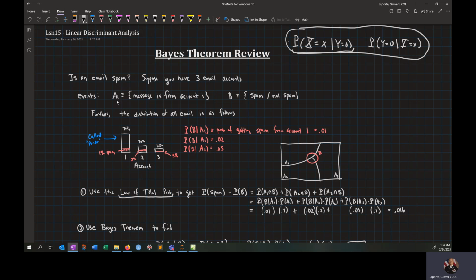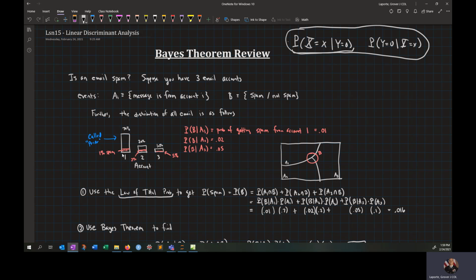So A sub 1 will be coming from my Hotmail, A sub 2 will be coming from my Gmail, and A sub 3 will be coming from my West Point account. And then B will be either that it's spam or not spam, right? So those are the 2 things I'm going to classify this in. And further, let's just know that we can find the distribution.